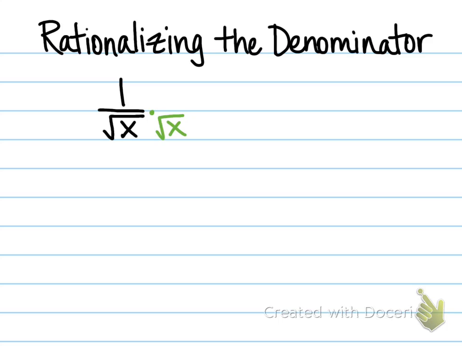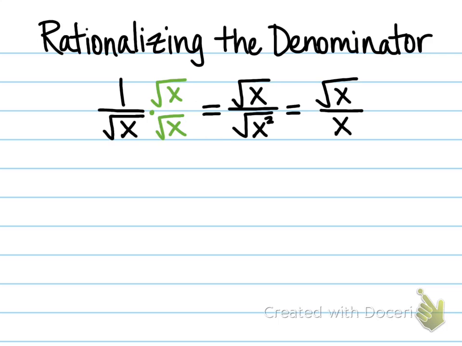And you know, whatever you do to the bottom of a fraction, you have to do to the top of a fraction. So I would do 1 times the square root of x, which is just the square root of x. On the denominator, the square root of x times the square root of x is the square root of x squared, since we're adding those exponents. Then I would simplify. The top is just going to be the square root of x. On the bottom, when you take a square root of a square, that cancels, and you're just left with an x on the bottom.